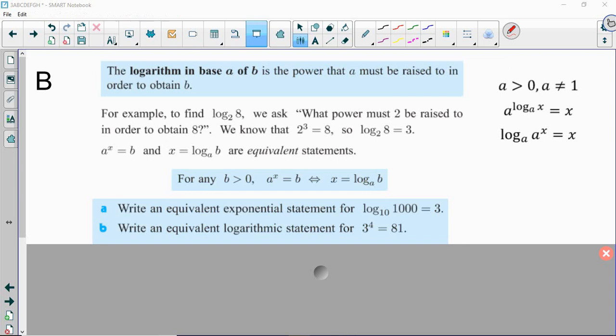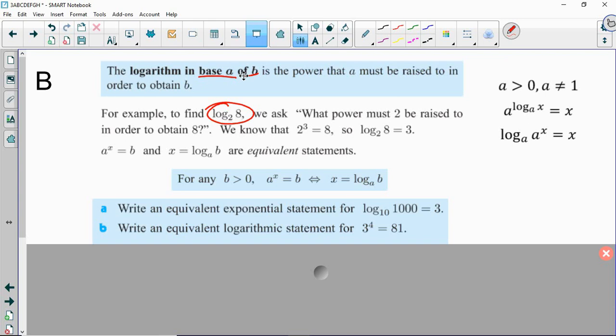With a base of A, then we say it's a logarithm in base A of B. Okay, and this is the power that A needs to be raised to in order to obtain B. That's a whole lot of words. Let's see it with an example right here. So log base 2 of 8. So what does 2 need to be raised to get us 8? Well, that's obviously equal to 3. So log base 2 of 8 is equal to 3.